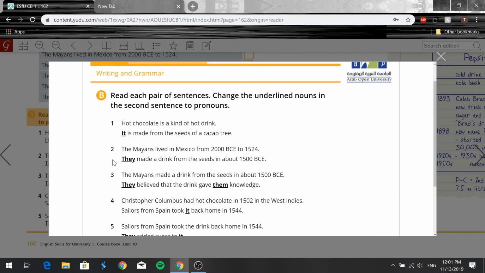Okay? So one more time. Hot chocolate is a kind of hot drink. It is made from the seeds of a cacao tree. The Mayans lived in Mexico from 2000 BCE to 1524. They made a drink from the seeds in about 1500 BCE. The Mayans made a drink from the seeds in about 1500 BCE. They believed that the drink gave them knowledge.